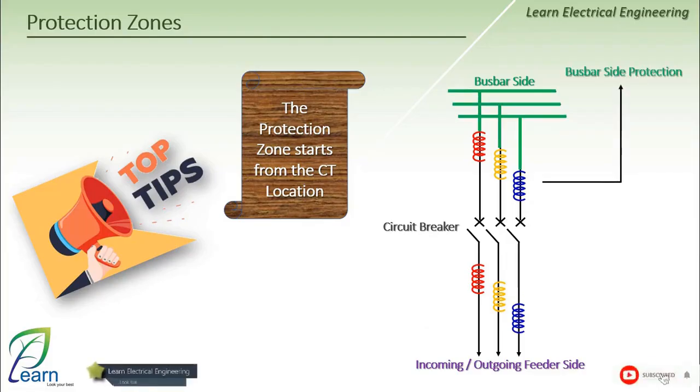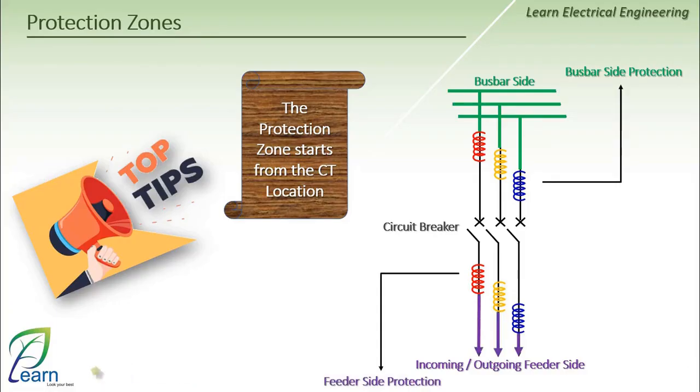Similarly, if the CT on the feeder side is used for feeder protection, then this area will be the protection zone for the feeder. In this case, the area between the current transformers, which includes the circuit breaker, will not be protected, or we can say it will be protected through the reverse protection present in the feeder protection. In this situation, of course, the tripping time for the circuit breaker will be longer because the trip will come through the backup protection for reverse faults.